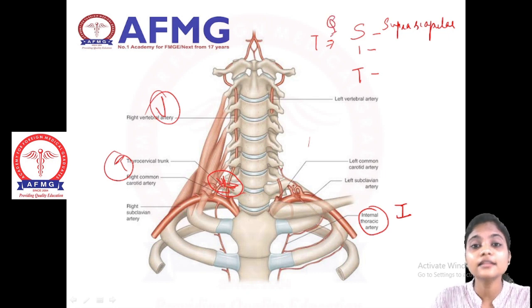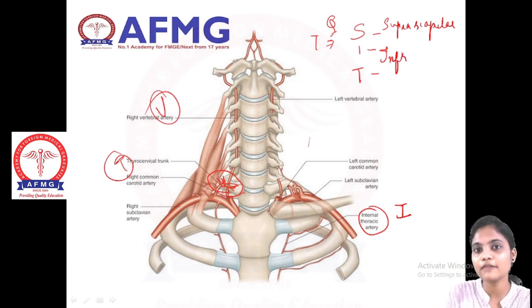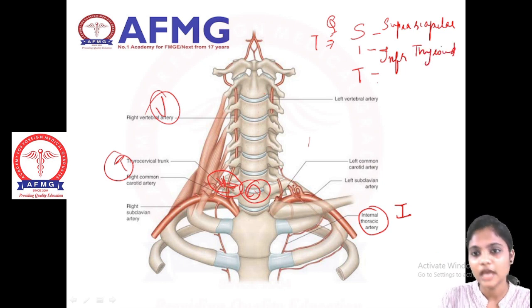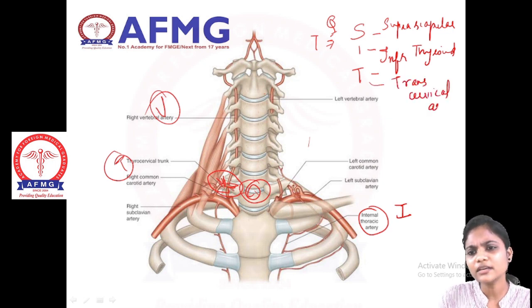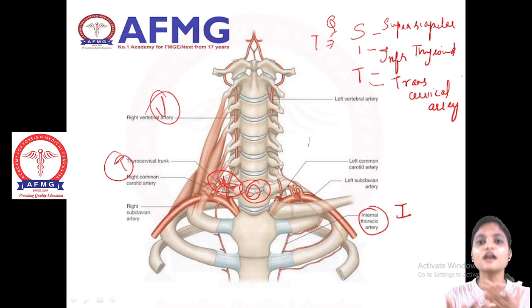So here in the thyrocervical trunk we have three divisions. One is your S, that is the suprascapular artery. One is your I, which supplies your thyroid. First we have gone above and back, that is your scapula. If you come below, here is your thyroid, which it supplies. So inferior thyroid artery. And what about T? T is your transcervical artery.